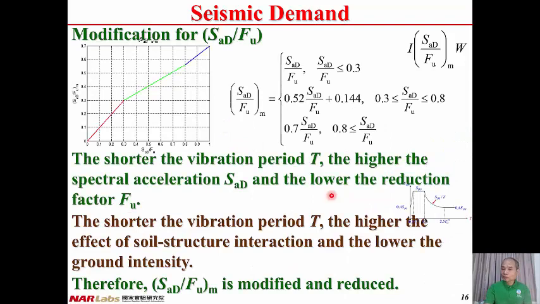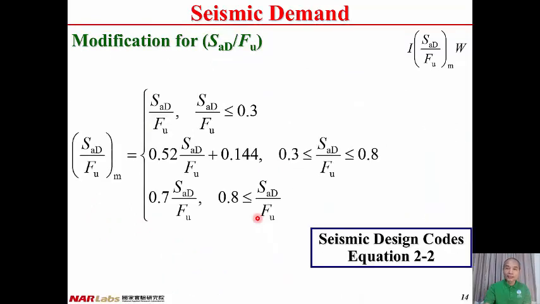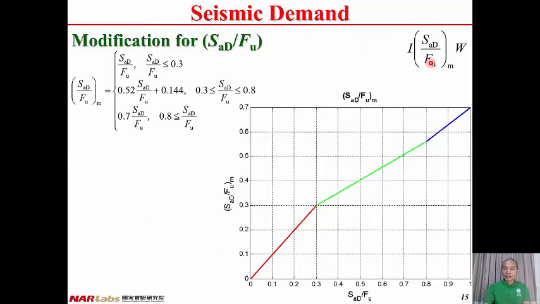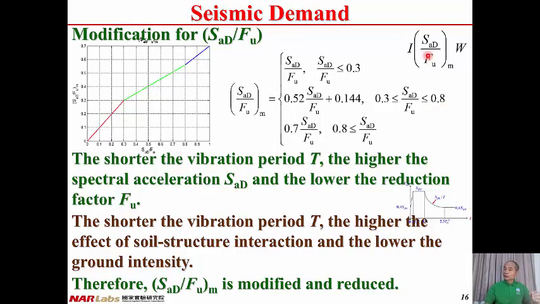The shorter the vibration period, the higher the spectral acceleration, SAD, from this curve. And then we go back to the curve here. The shorter the vibration period, the smaller Fu. That means that the denominator becomes smaller when the vibration period becomes shorter. Therefore, when the vibration period becomes shorter, SAD becomes larger and Fu becomes smaller. Therefore, the ratio here becomes larger.